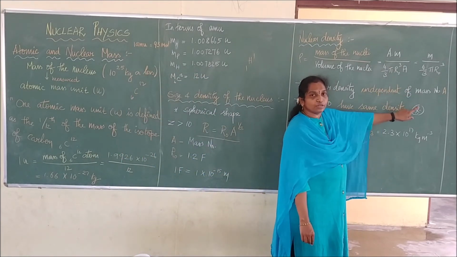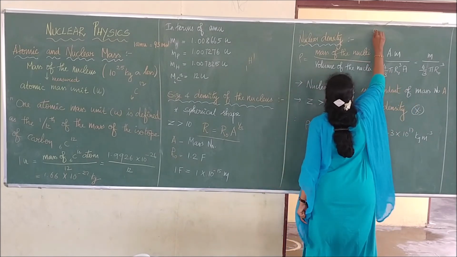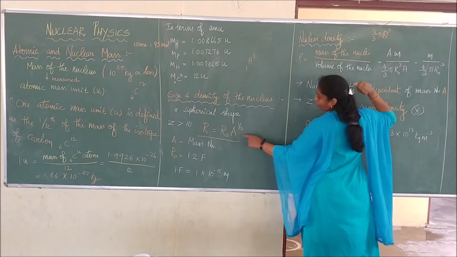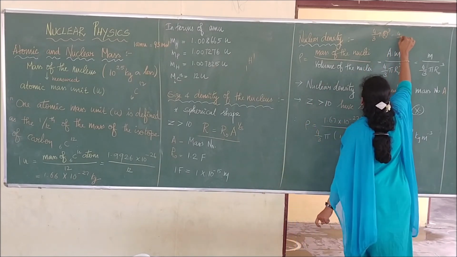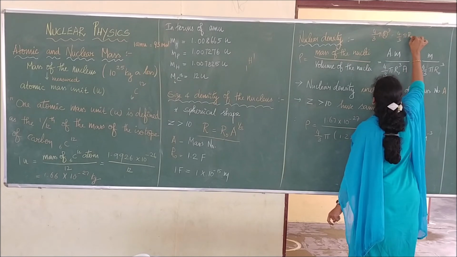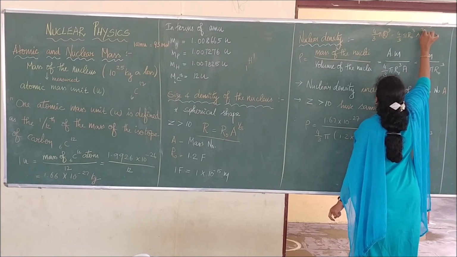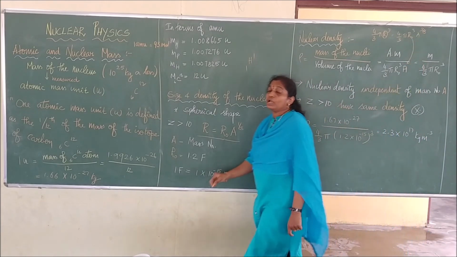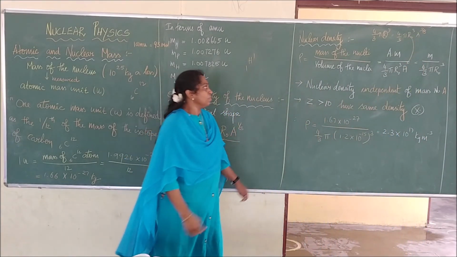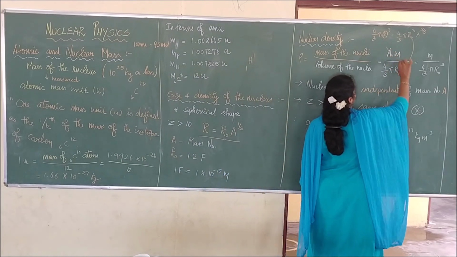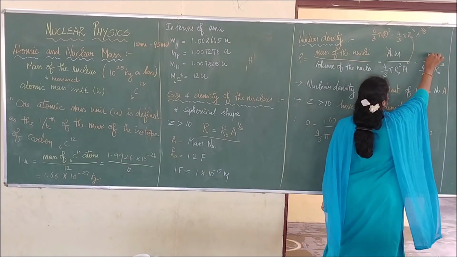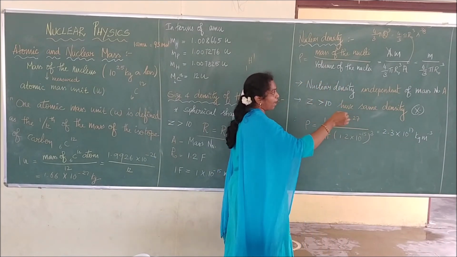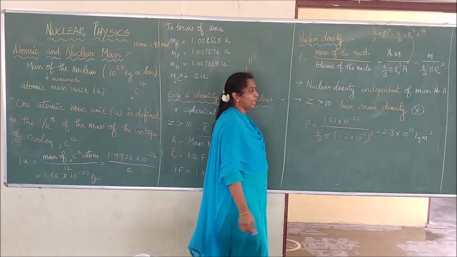I have directly substituted it. If you want, we can show it: we know that 4 by 3 pi r cube will be there. Instead of this r, we substitute this value, 4 by 3 pi R0 cube A power 3 by 3. We can cancel, so this becomes 4 by 3 pi R0 cube into A. Then the mass number in the numerator and this mass number cancel, and it becomes m divided by 4 by 3 pi R0 cube. We know all the values, right?